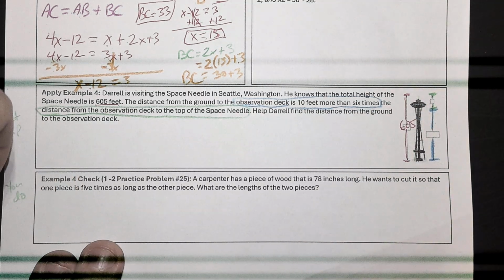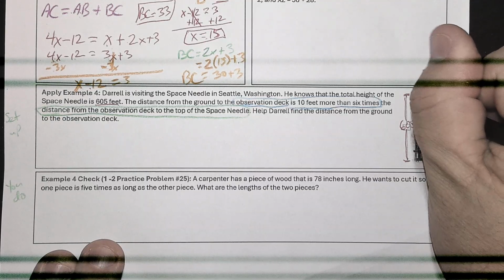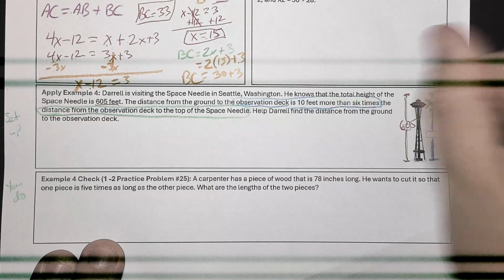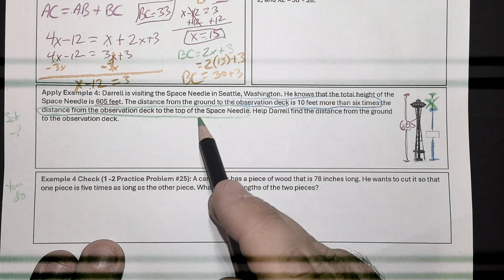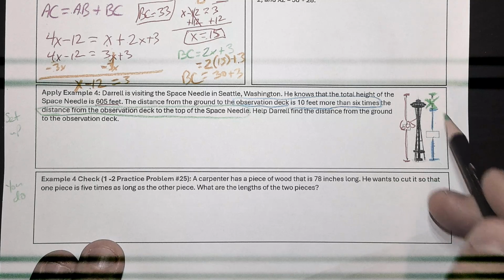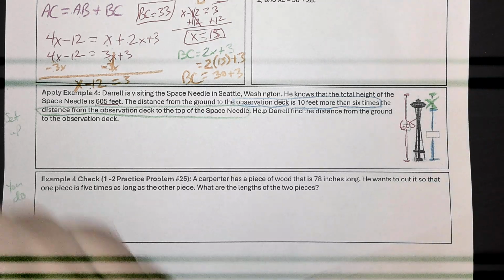Now, I said in class, and if you guys missed it, about 95 times out of 100, when we have a word problem that says this is blah, blah, blah more than or less than something else, that something else is going to be X. And that's the case in this one. So the distance from the observation deck to the Space Needle is X. So now we can set this up a little better.